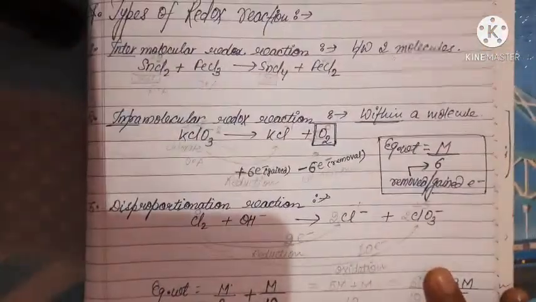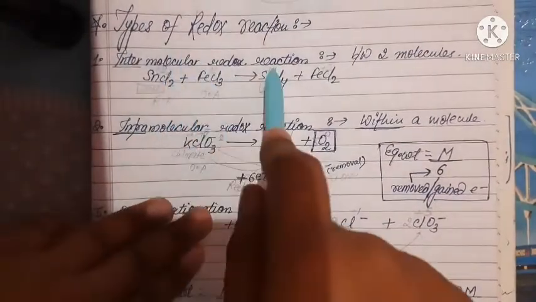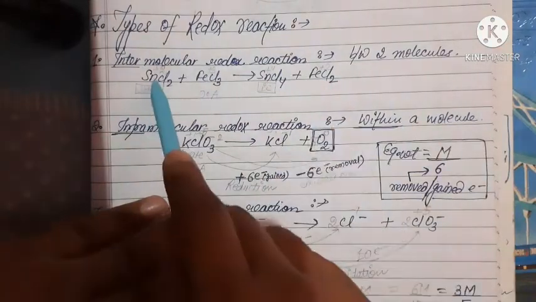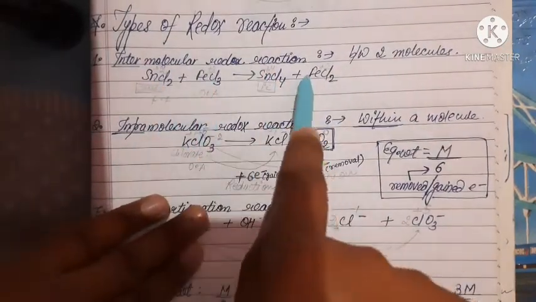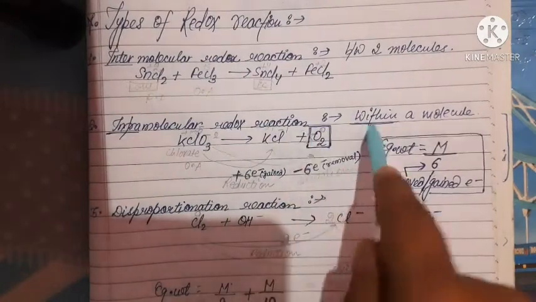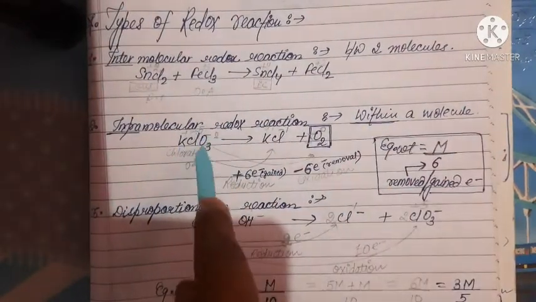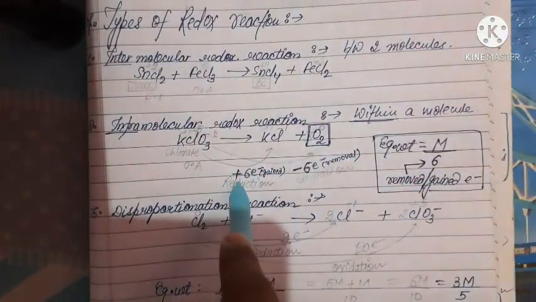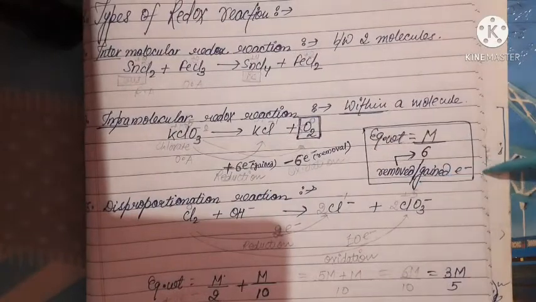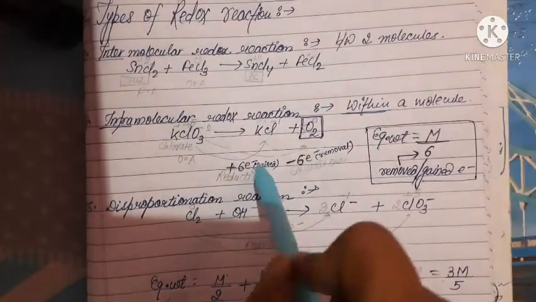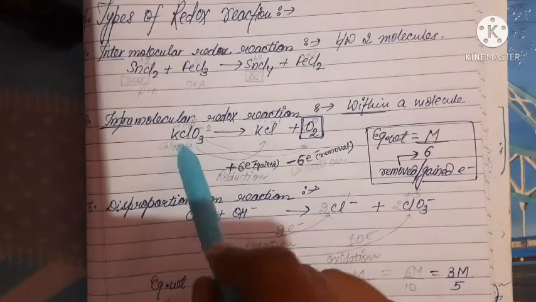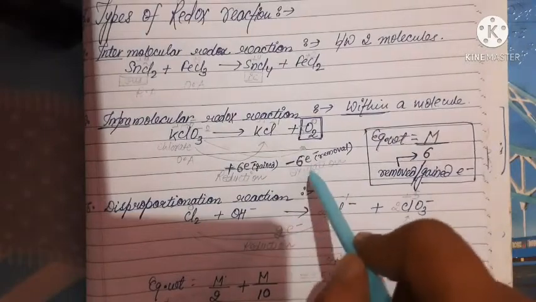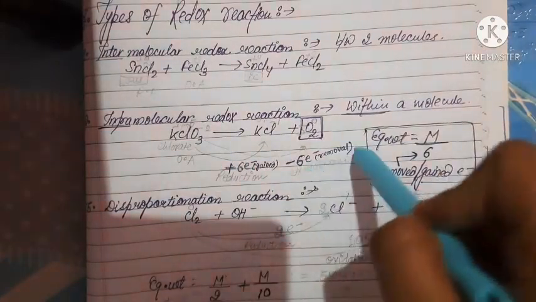Now, types of redox reactions. Intermolecular redox reaction is between two molecules, SnCl2 plus FeCl3 giving SnCl4 and FeCl2. From +2 it's going into +4, from +3 it's going into +2. Intramolecular redox reactions are within a molecule, like KClO3, where from +5 it's going into -1 and into 0. 6 electrons are gained because from +5 it's going into -1, and in oxidation there is 6 electron removal.